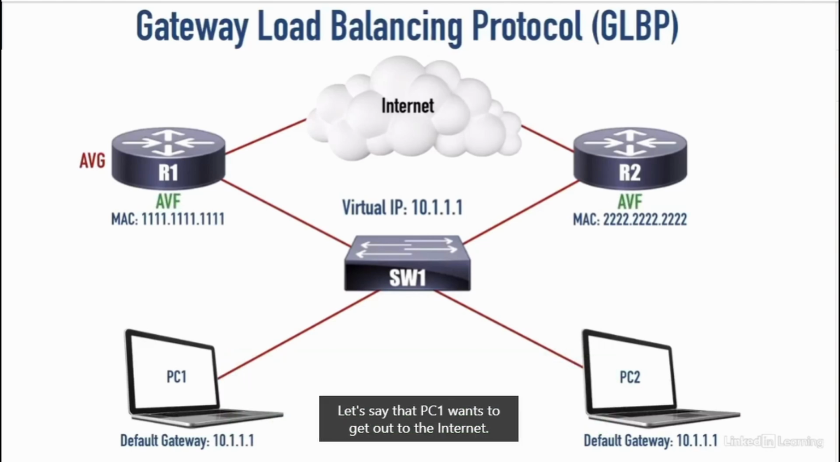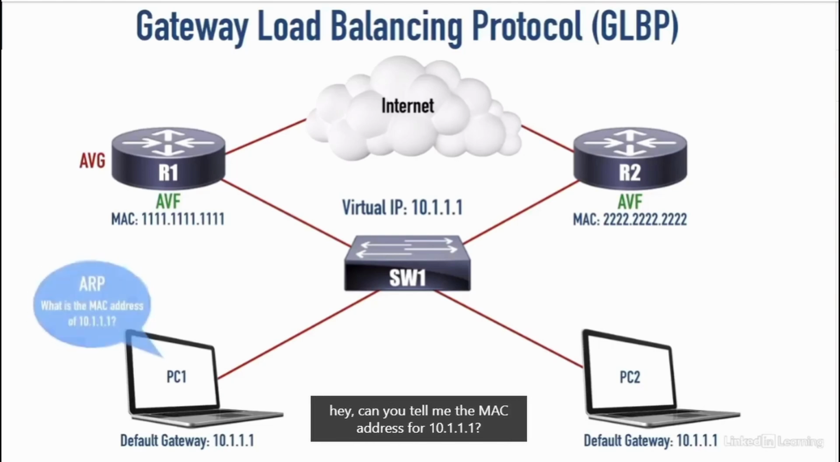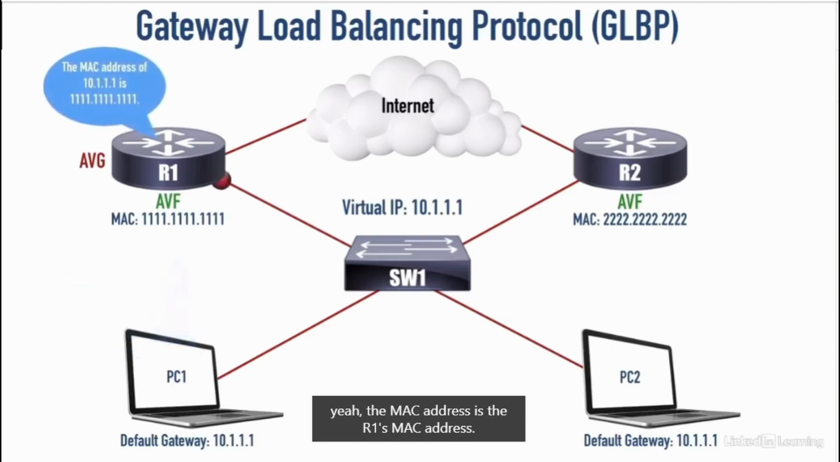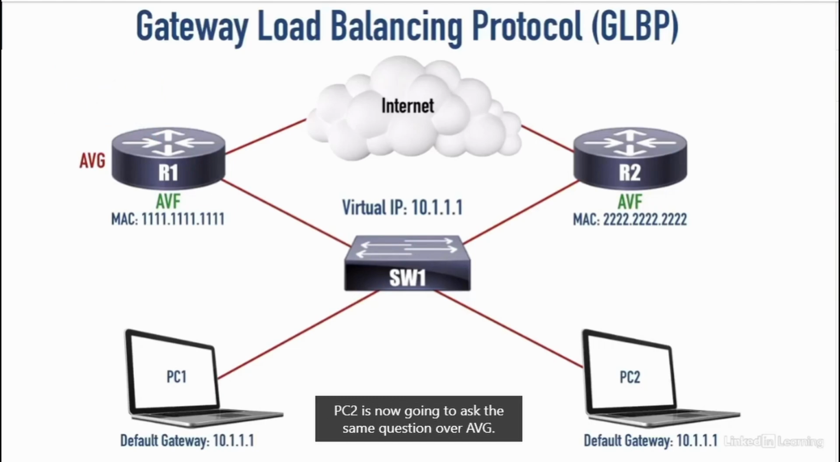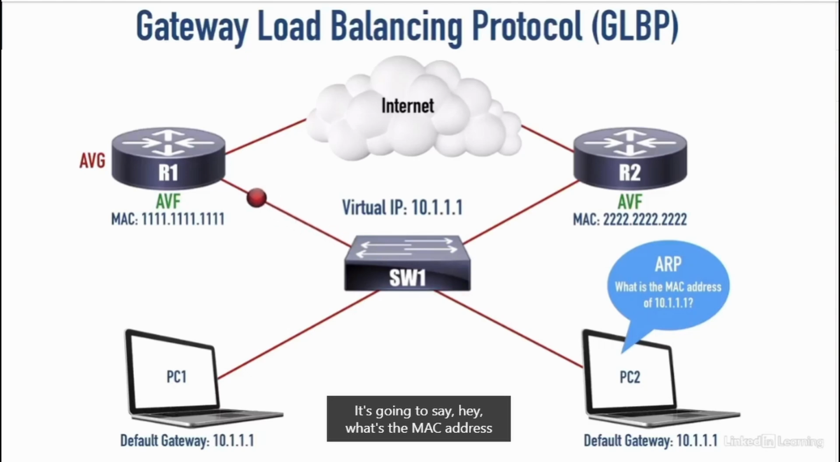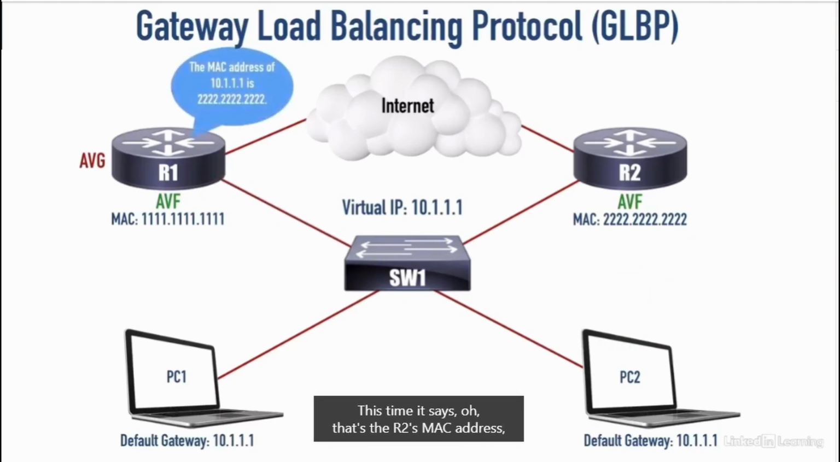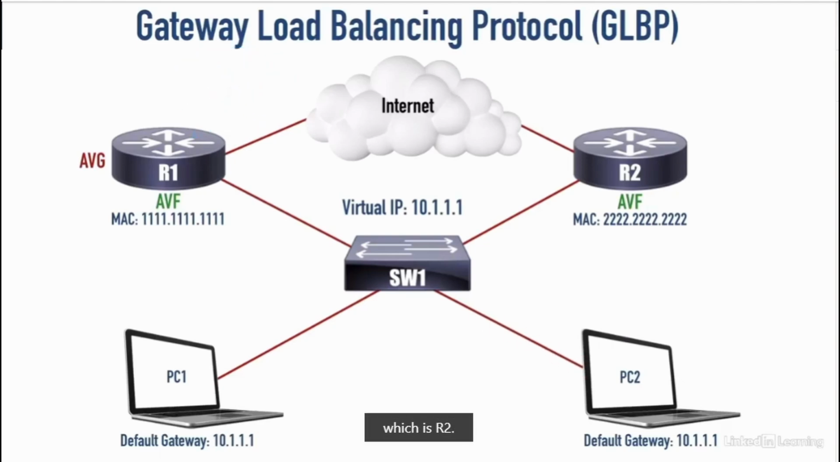Now let's go through an example. Let's say that PC1 wants to get out to the internet, so it's going to send an ARP broadcast up to R1, our AVG, our Active Virtual Gateway, and say, hey, can you tell me the MAC address for 10.1.1.1? R1 gets that, and then it's going to respond by saying, yeah, the MAC address is the all ones MAC address. PC2 is now going to ask the same question of our AVG. It's going to say, hey, what's the MAC address of 10.1.1.1? But this time the response is different. This time it says, oh, that's the all twos MAC address, which is R2.